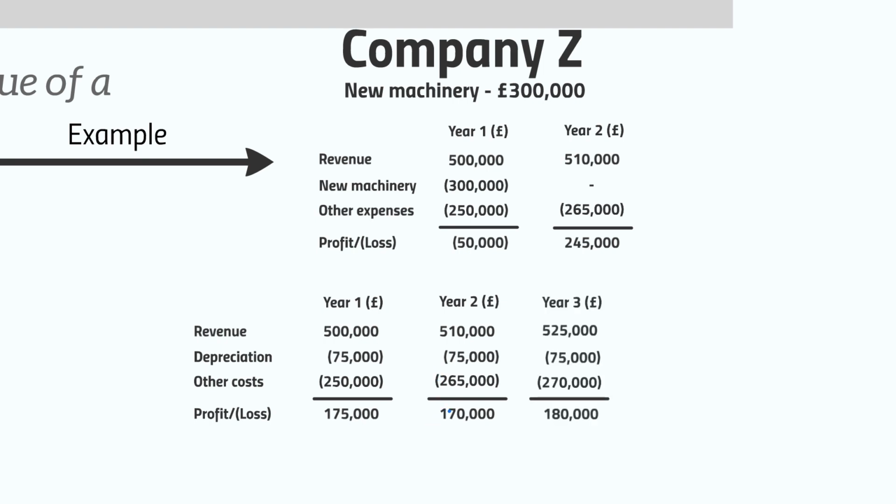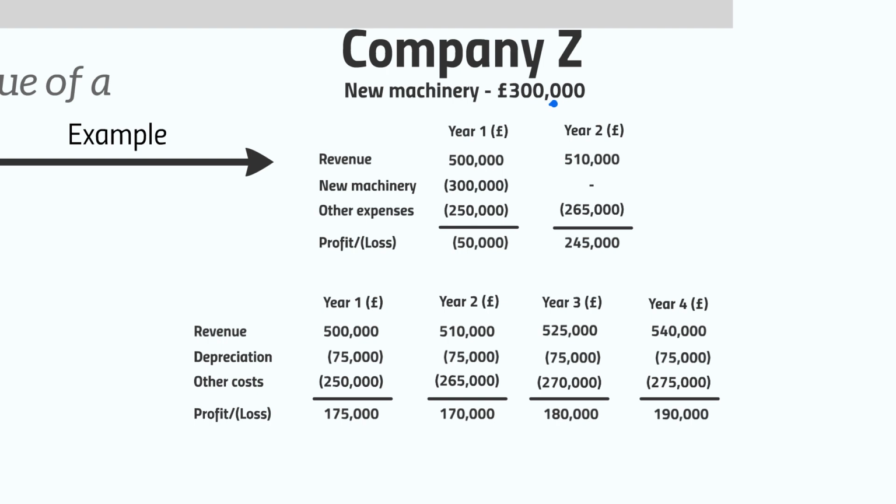We do the same in year 3, and the revenue has increased. The depreciation's the same. The other costs have increased slightly, and the company has again made a profit. We do the same thing again for year 4, and at this stage we've had all 4 years of depreciation. We add all these together and it costs £300,000, which is the original cost of the asset.